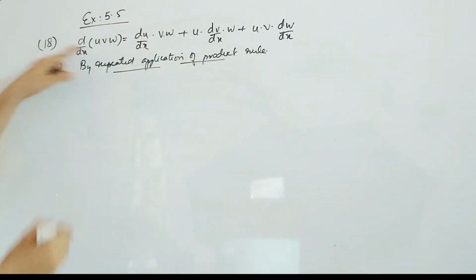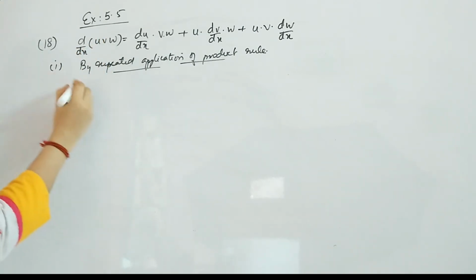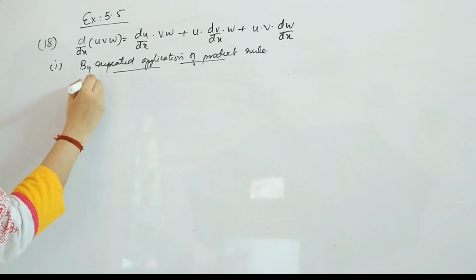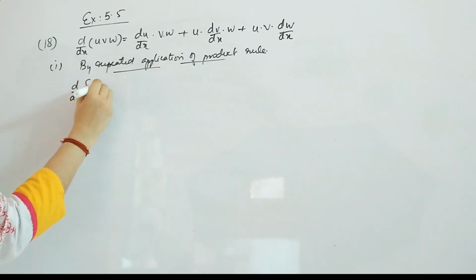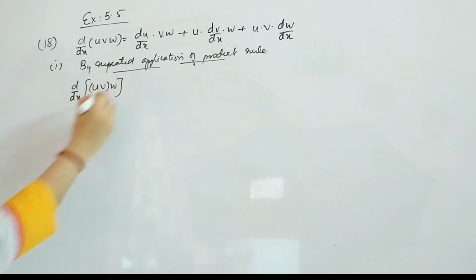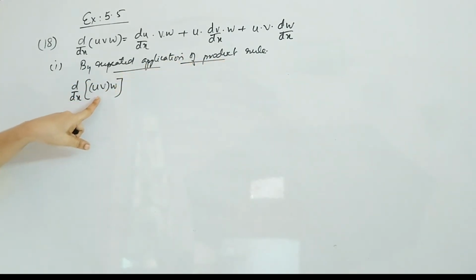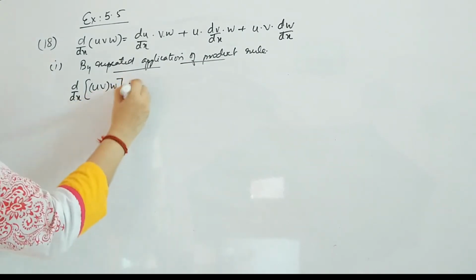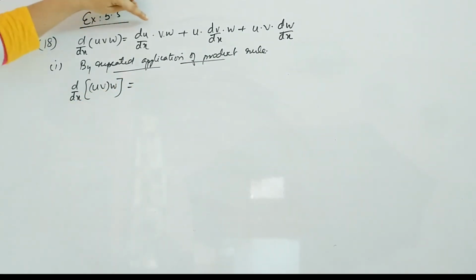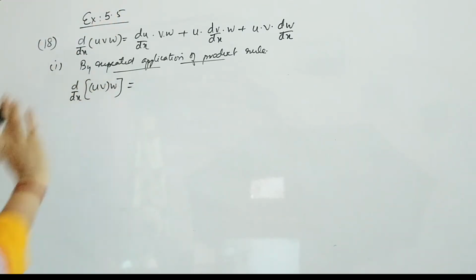By this method means, first we will consider any two as one thing, that is d by dx of uvw. We will just take it as, suppose uv as one term and w as the other term, because we know product rule is applicable for two terms, we have studied. Now we are just extending it to three terms. How can we do for three terms? uv is one term, w is another term.